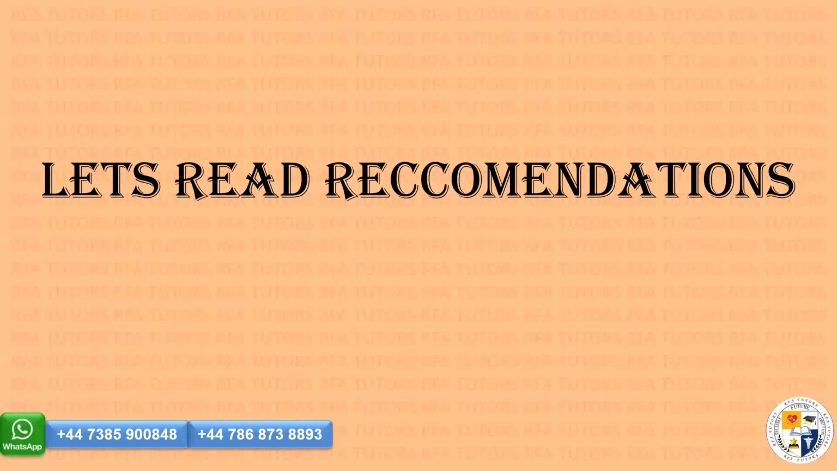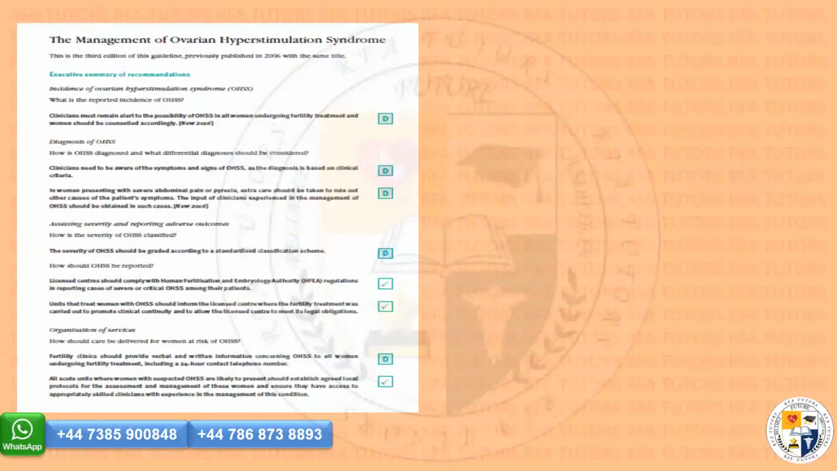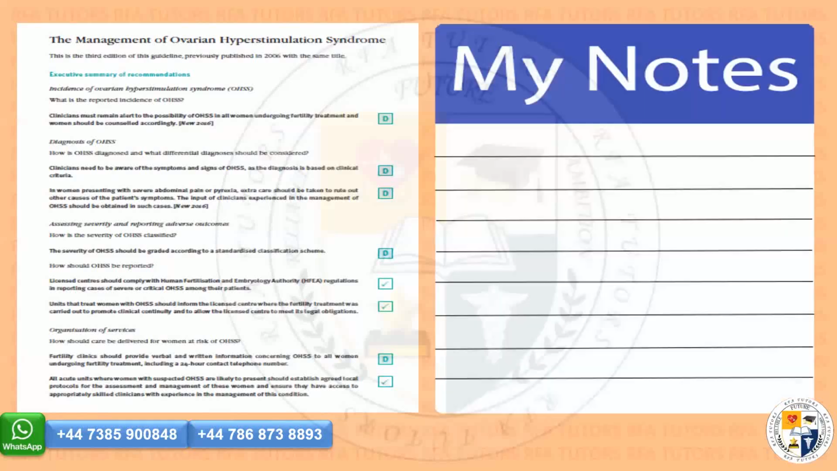We read the recommendations, and it's very important, as I told you from the beginning, that none of the points from the recommendations should be missing, right? So on the left-hand side, we have the Management of Ovarian Hyperstimulation Syndrome, and these are Prachi's notes. What you have to do in the first go is that there are 2 ways.